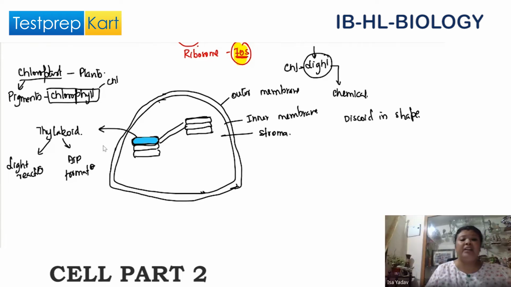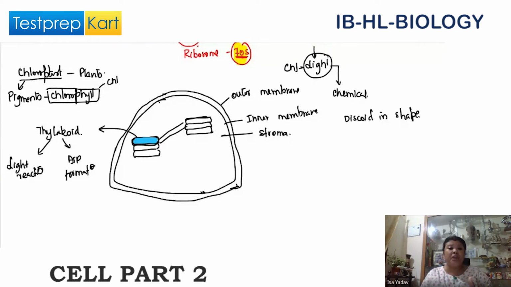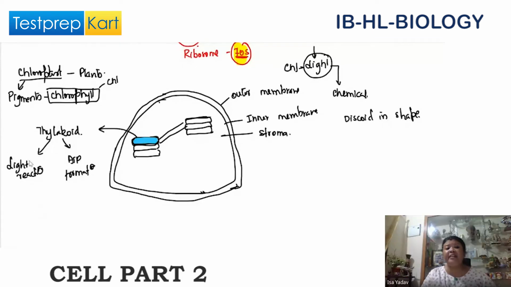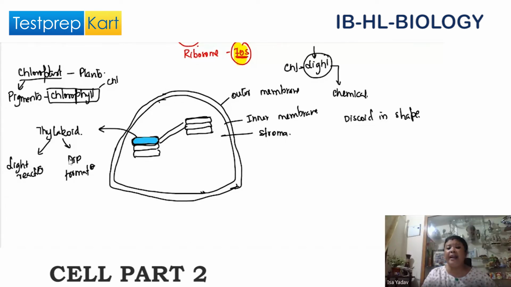What is that? Light reaction of photosynthesis. Photosynthesis has two phases. One is dark reaction, another one is light reaction. So light reaction takes place where? Thylakoid, and ATP production. So each individual one is called a thylakoid. This coin-like structure stacked together is called the grana. So I can even say that light reaction occurs in grana.